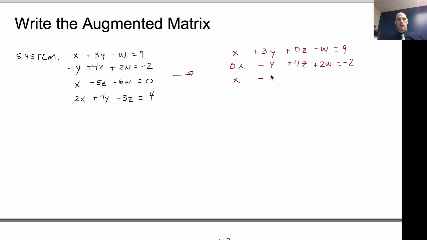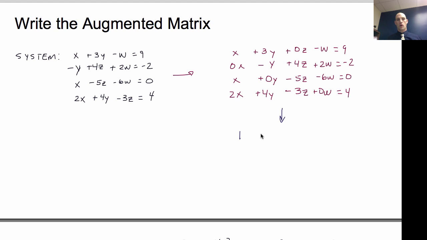X minus, so plus 0y, because there's no y, minus 5z minus 6w equals 0. And down here, 2x plus 4y minus 3z plus 0w equals 4. Notice I didn't change anything, I just added that spot in, so that 0z or that 0x. And that's going to allow me to really easily write this augmented matrix. And so when I drop down here, all I'm doing is taking the coefficients and the answers.